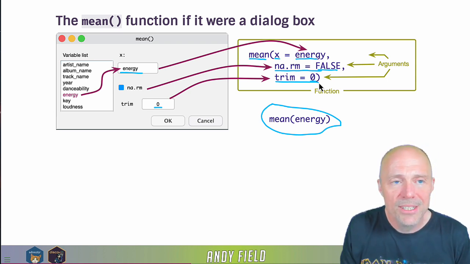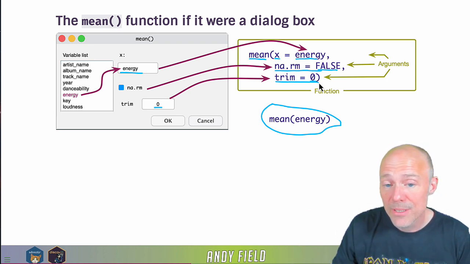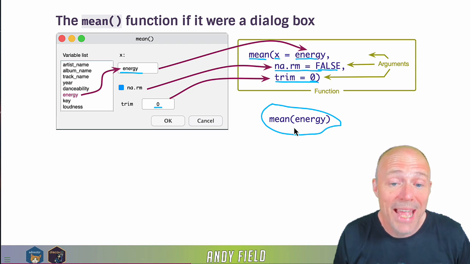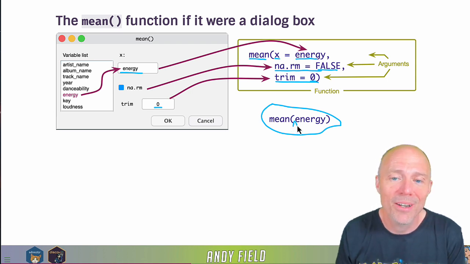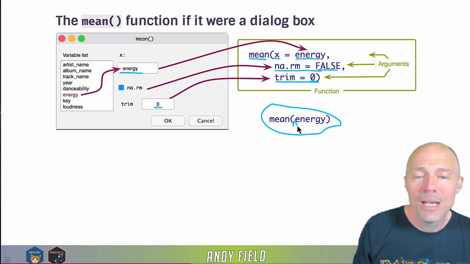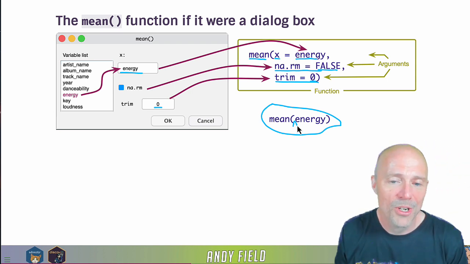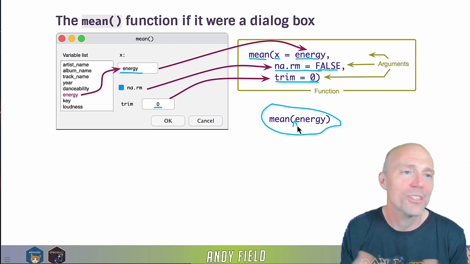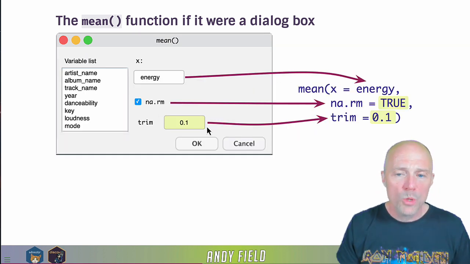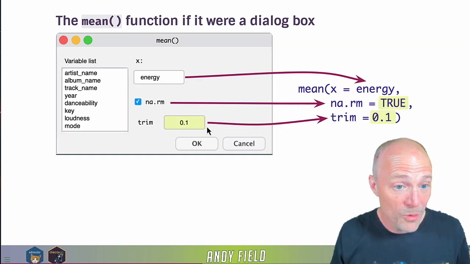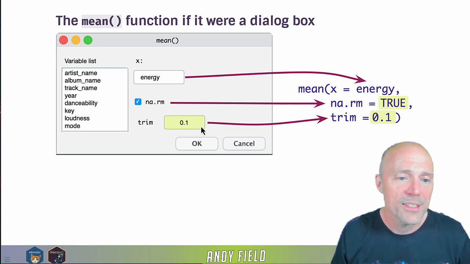So you only really need to add extra arguments, and you can see I haven't put the x equals in there either, because R will have a pretty good stab at working out what you're trying to do. And because x is the first argument, if you just put in energy, it will assume you probably wanted to assign that to x. Now, of course, there will be times where you don't want to use the default values, and this is equivalent to making some changes in your dialog box.